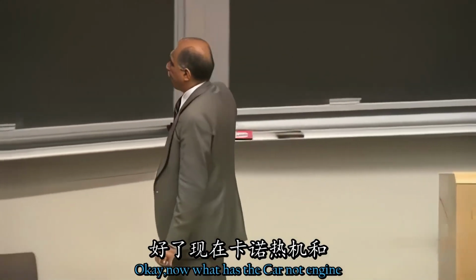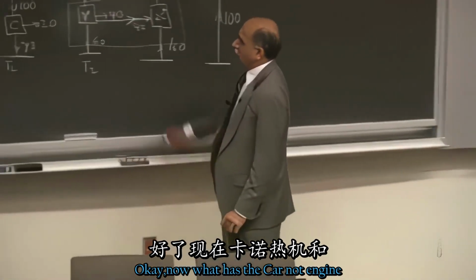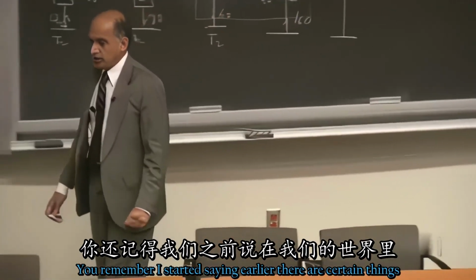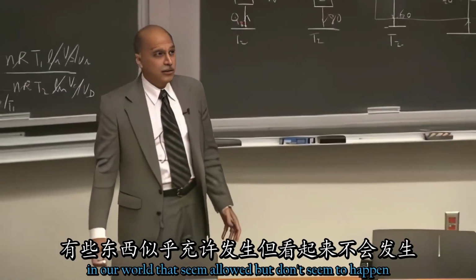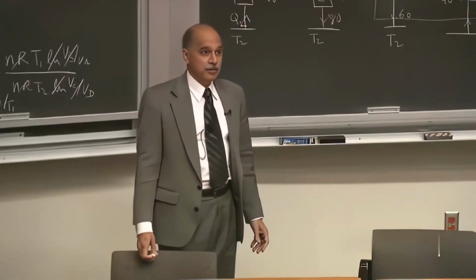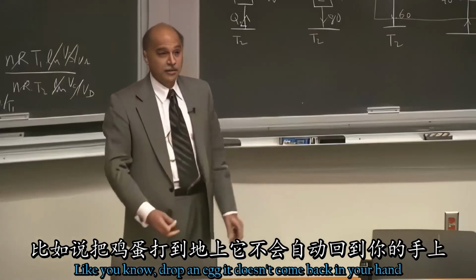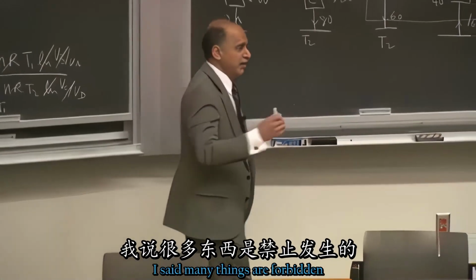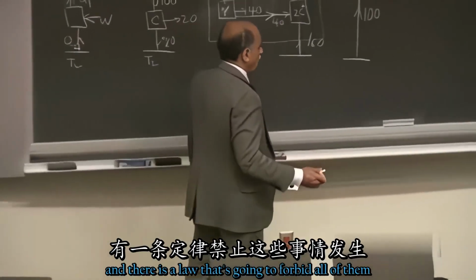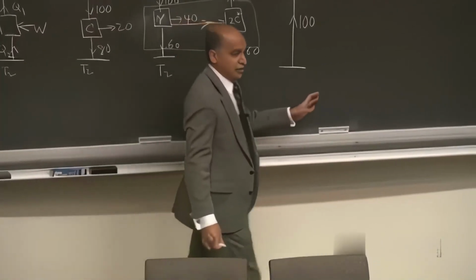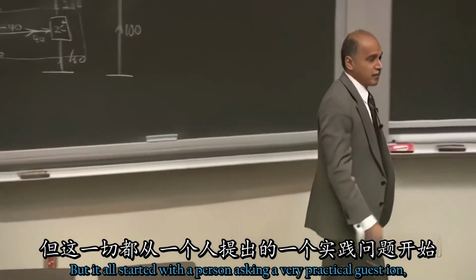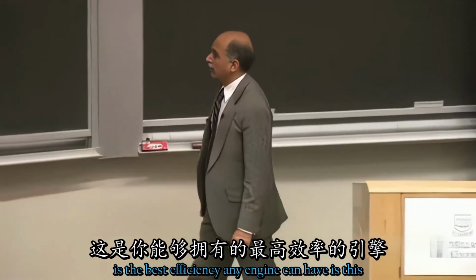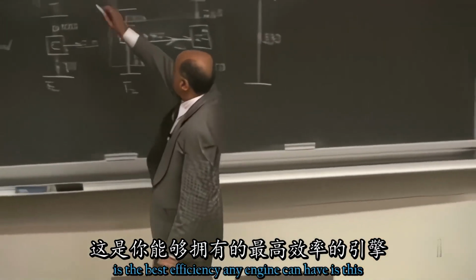Okay. Now, what has the Carnot engine got to do with what I started saying earlier? You remember I started saying earlier that there are certain things in our world that seem allowed but don't seem to happen. Like, drop an egg, it doesn't come back in your hand. You let the weight go down and turn the paddle, it doesn't turn backwards and lift the weight. I said many things are forbidden, and there is a law that's going to forbid all of them, so I'm coming to that law. But it all started with a person asking a very practical question: how good can I make engines? And what Carnot is telling you is the best efficiency any engine can have is this.